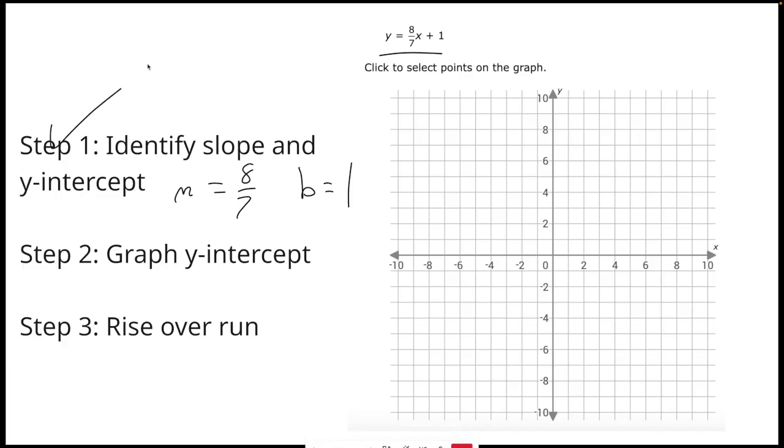Step two, graph the y-intercept. So the y-intercept is always on the y-axis. And so b equals +1 would be here. So we're going to put our first dot. So step two is done.